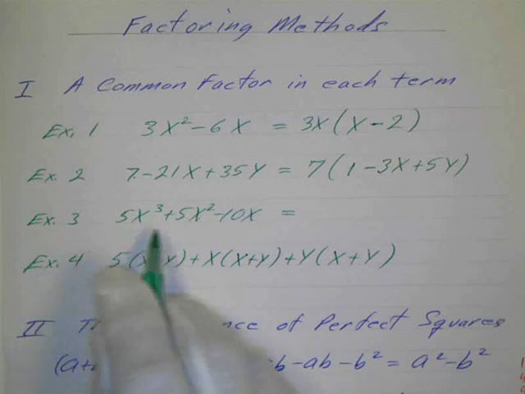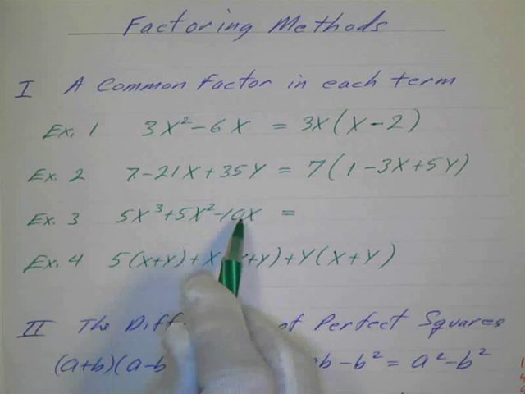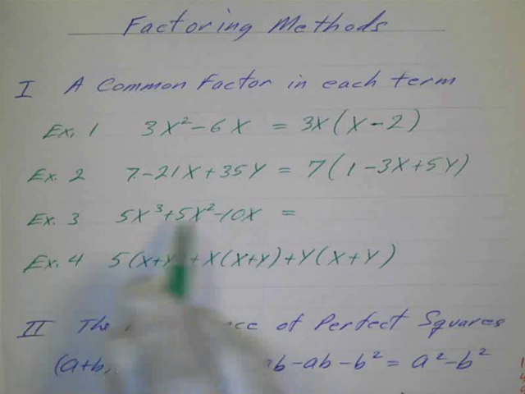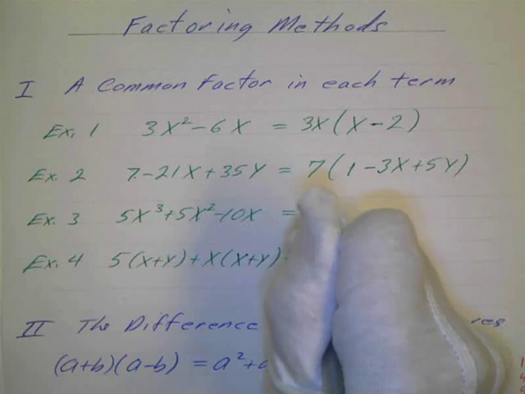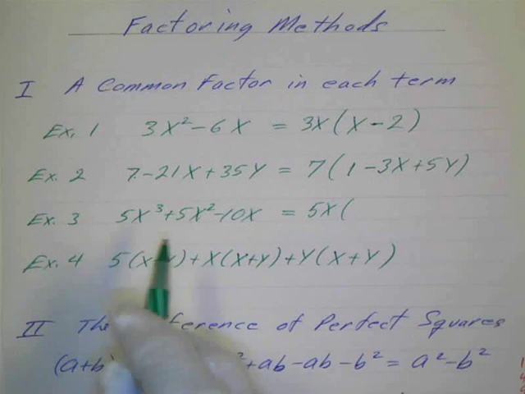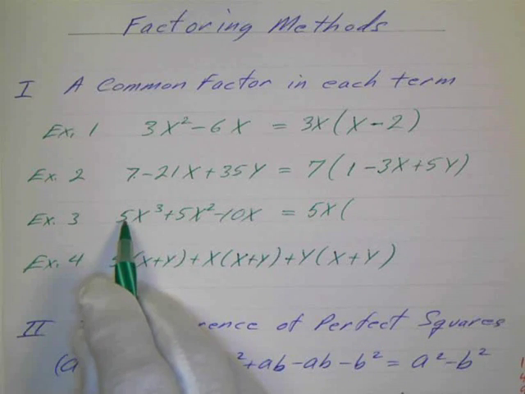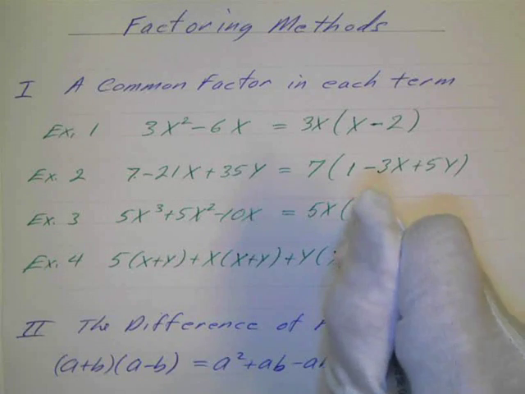Okay, the next one, example number 3, we have a trinomial. And if I look at each term, I've got 3 terms. There's a 5 in each term, and there's also an x in each term, so I can take out a 5x. What's left in the first term? If I divide the 5 out, I have 1, and if I take x out, I get x squared, so I just have x squared left.